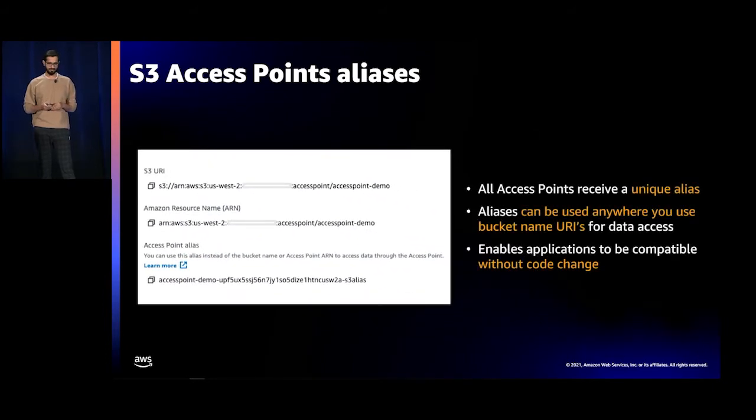So to summarize, every access point in S3 now gets a unique alias. You can use them anywhere you use S3 bucket names, which means that the applications that expect a bucket name are now compatible with access points without having to make any changes to code. This includes AWS services such as Amazon EMR, Storage Gateway, and Athena, as well as open source packages like Apache Spark and Amazon Partner Network applications.